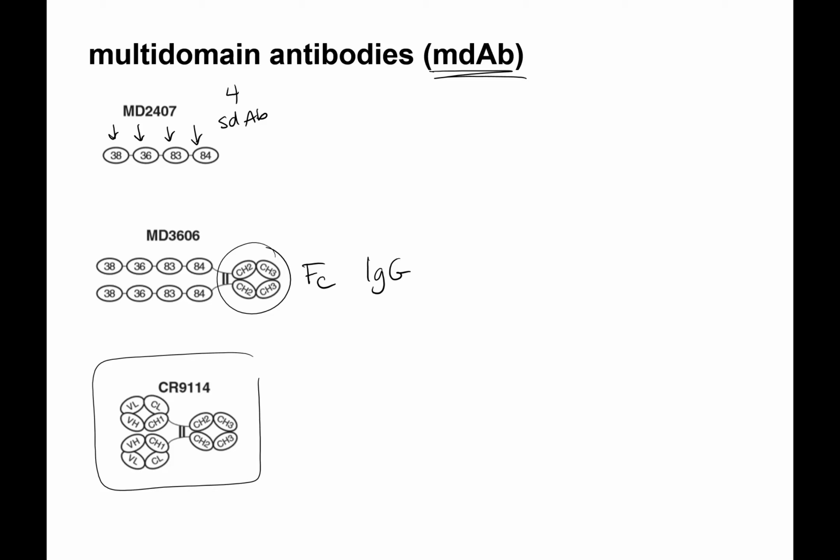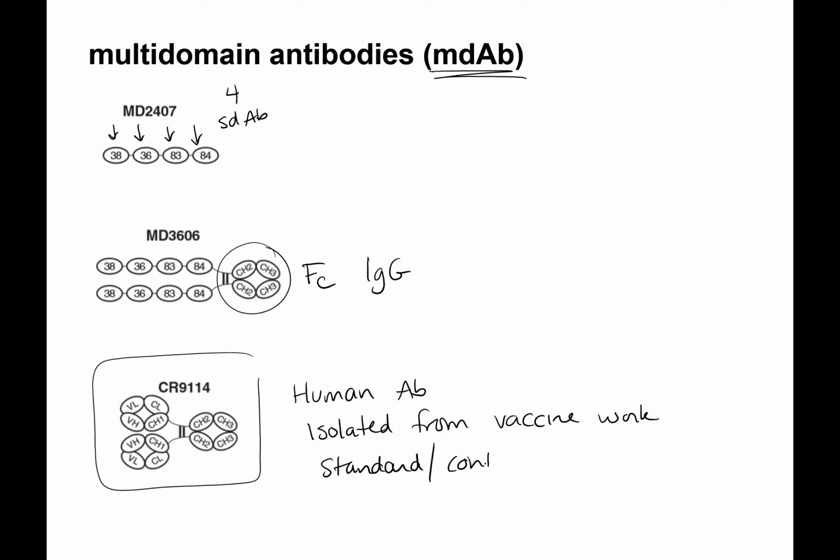This guy, CR9114, is a human antibody that was isolated from vaccine work. Not from this paper, but it's a standard or control. And it's kind of the gold standard for an influenza neutralizing antibody. So they're going to compare their newly generated antibodies against this control.